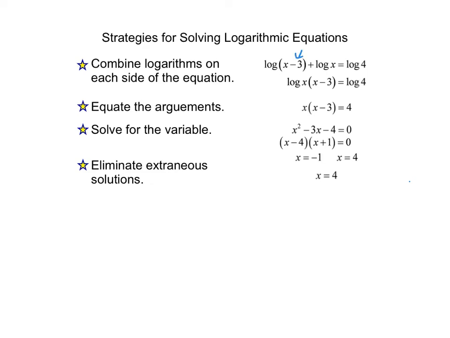You cannot have negative arguments. The arguments must be greater than 0. So when you plug in -1 here, I'd end up with log of -4, and that's just not possible. So it cannot be -1. But if I plug in 4, I get a positive argument here, here, and here. So life is good. I've eliminated one extraneous answer, and my solution is 4.